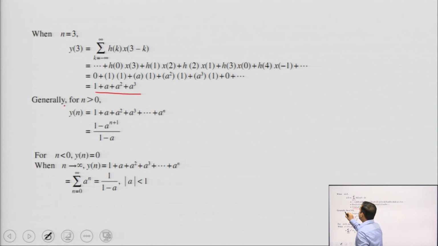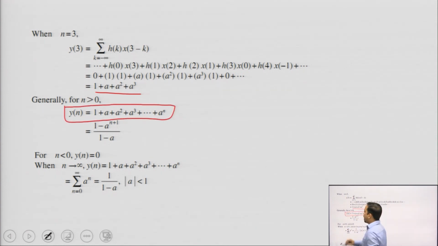We can write the nth term. So, y of n equals the sum starting with 1 up to a raised to power n. We have the output sequence as y of n. Now, what is the summation? As we are already aware of the finite summation and the infinite summation, here it is a finite duration summation. The finite summation is 1 minus the common ratio, and the common ratio here is a.